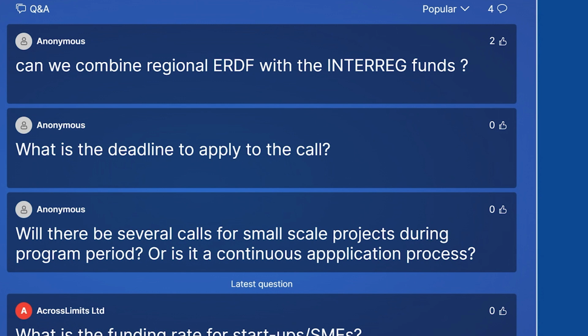Okay. Another question. Can we combine regional ERDF with Interreg funds? No, there's no double funding. But there needs to be match funding because we only co-fund 60% ERDF maximum, and then the rest you will have to cover yourself. And some countries do have support, and they offer to cover a part of those other 40%. I would advise you to get in touch with your contact point again to see which possibilities there are in your country.